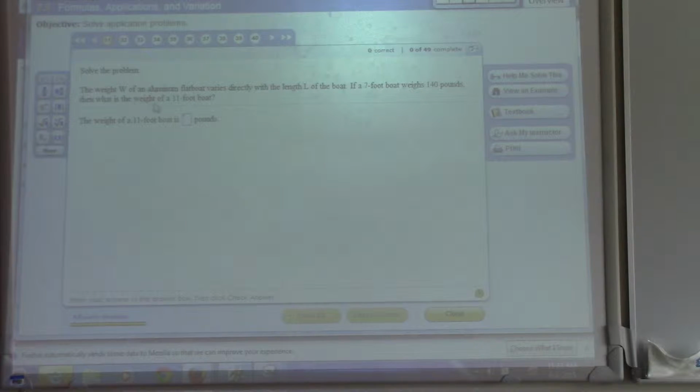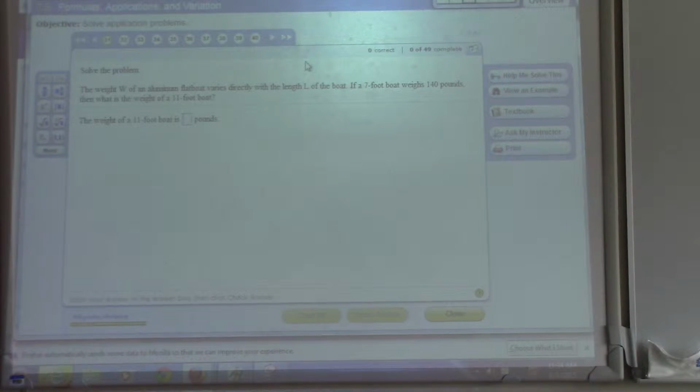The weight of an aluminum flatboat varies directly with the length. All right, this is an easy one. Go ahead and work on it. Okay, so which one is it? There's 3 to choose from. Correct. Direct, so write it down. Y is equal to K times X. Now, how hard is that? That's not hard at all. It's going to be one of the 3.